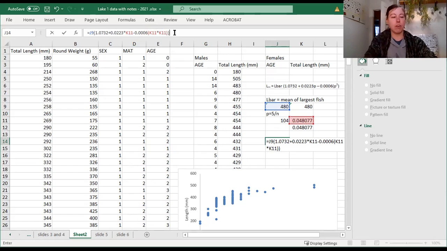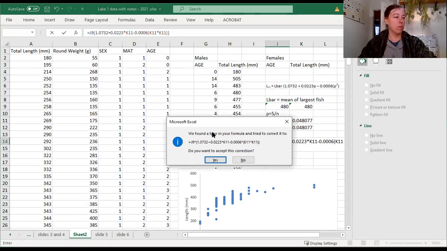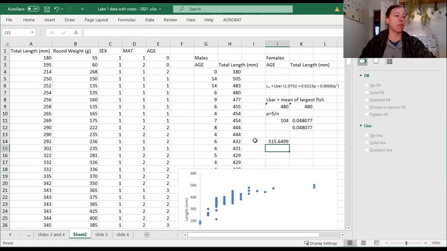So then enter. Oh, yes, I will take your correction. What did I forget? Oh, I had to put a times, whatever. 515.6499. That makes sense. Our current largest fish is 505.